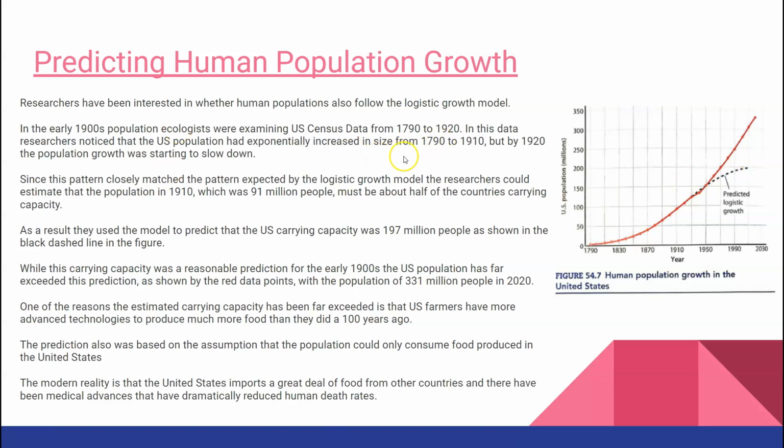This slide really just explains human population growth in the United States. Originally, it was thought that we would level out at around 91 million people. But obviously, we keep raising the carrying capacity of our planet, because we keep coming up with ways to create more food for our population.